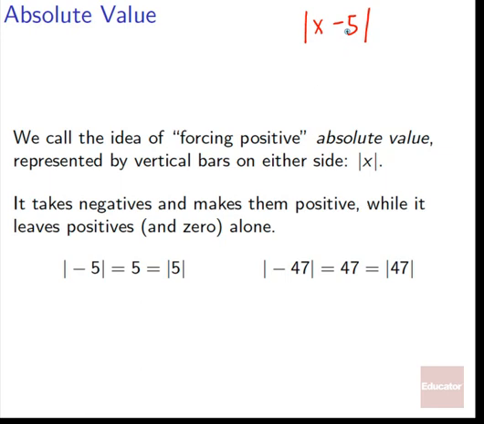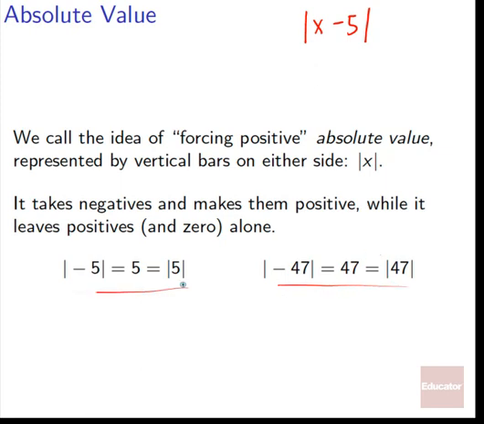If you're positive, you stay positive. If you're 0, you stay 0. If you're negative, you flip to being the positive version. You hit it with another negative. So negative 5 would become 5, but positive 5 would just become positive 5 as it already started. Negative 47 would become 47. 47 would just stay as 47.